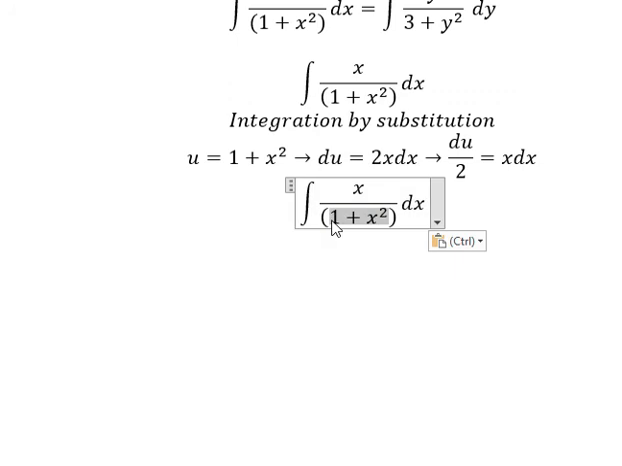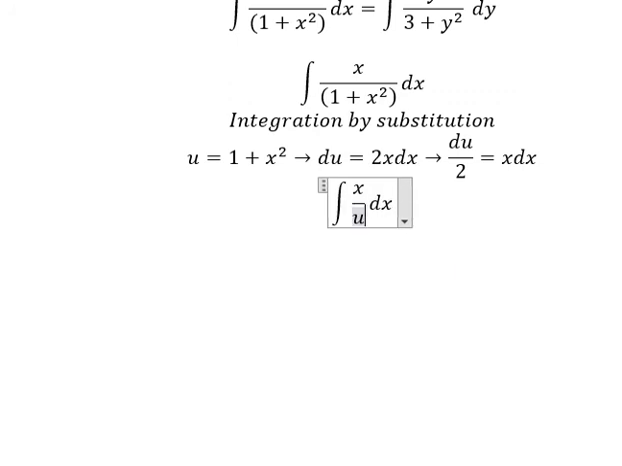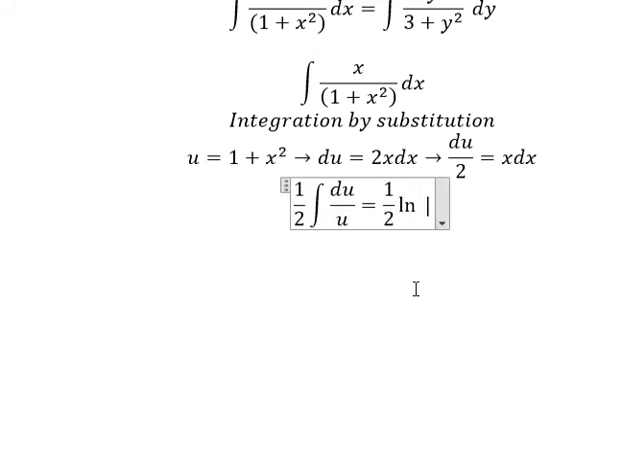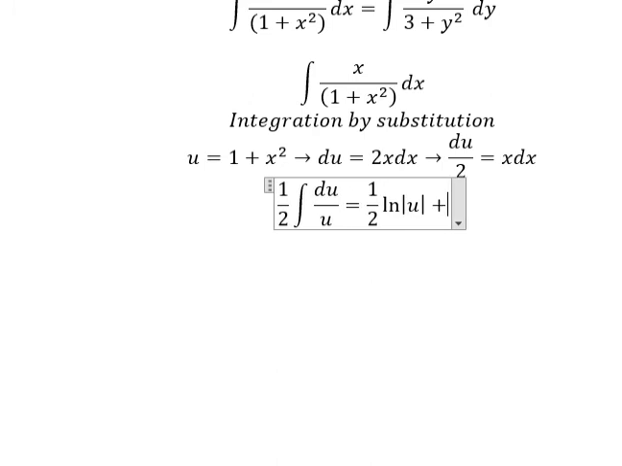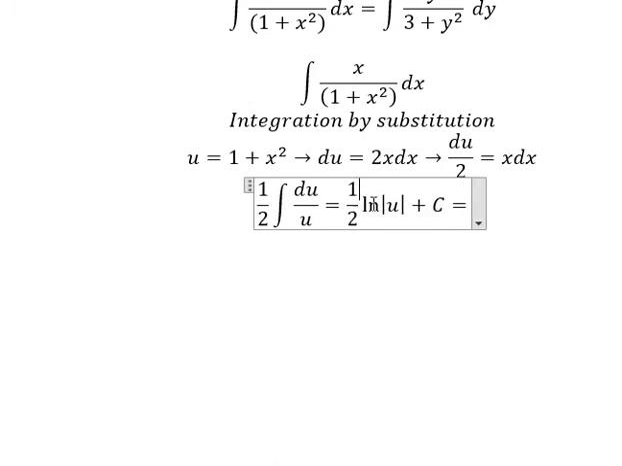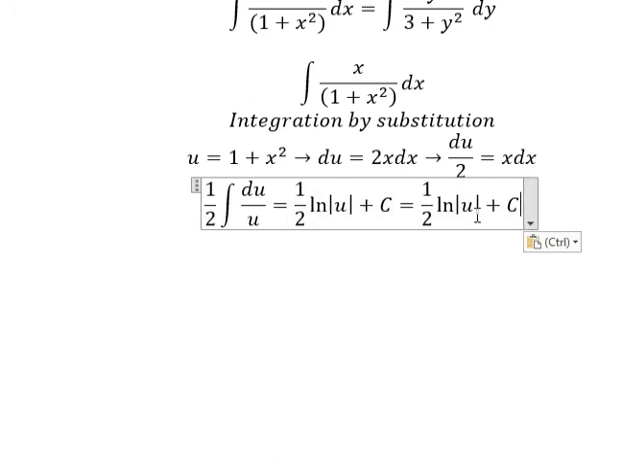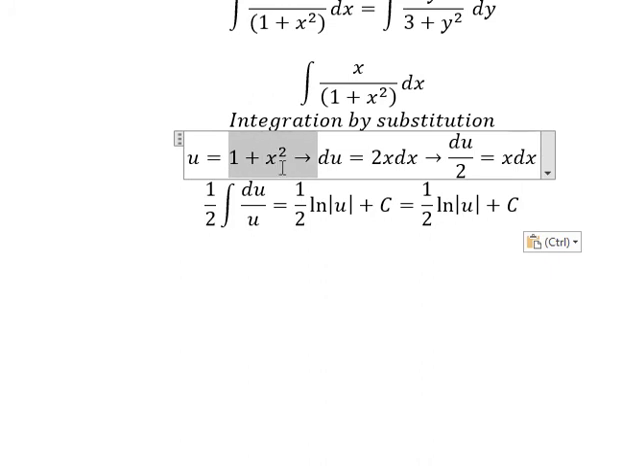This one we change to u. s ds we change to this one. The integration of du over u gives us ln of the absolute value of u, and I will put plus c. And u is this one.